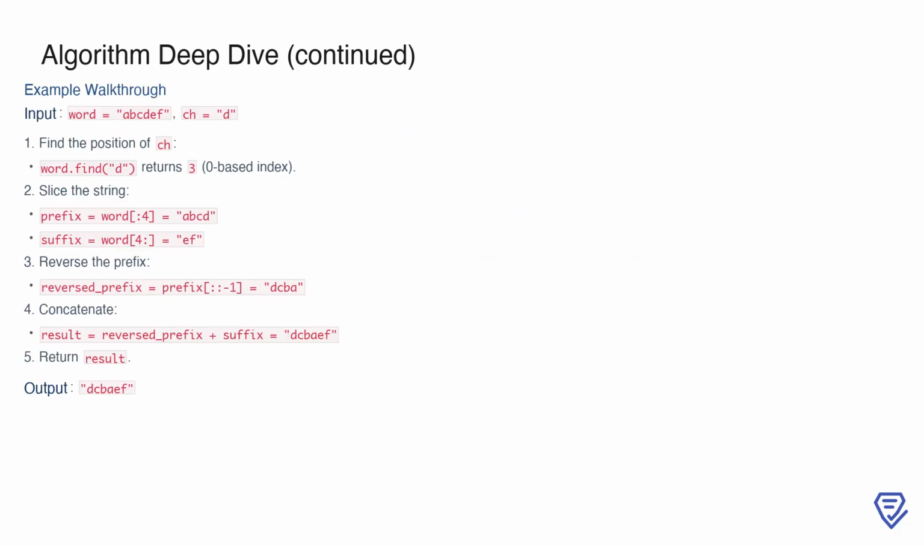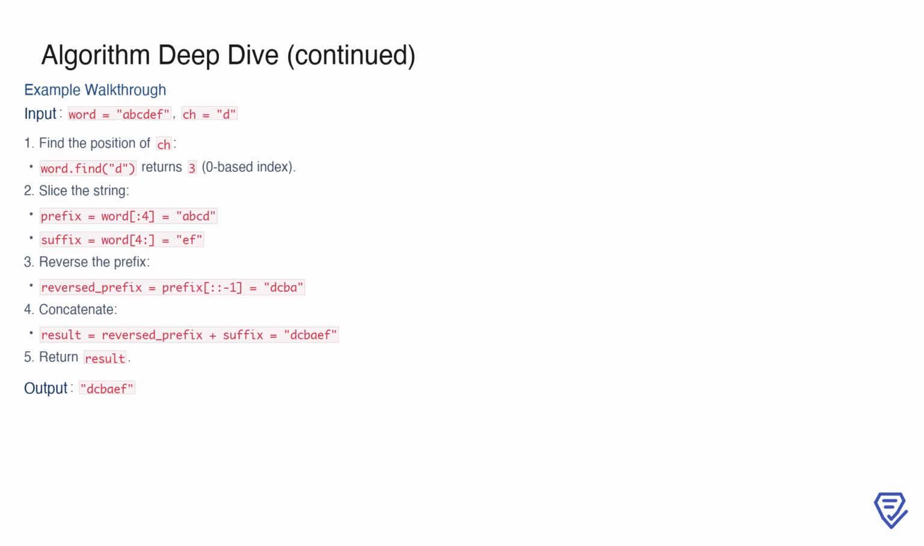To understand the algorithm better, let's walk through an example. Suppose the input is word equals "abcdef" and ch equals "d". First, we find the position of ch using word.find("d"), which gives us the index 3. Next, we slice the string into two parts. The prefix includes characters up to index 3, so prefix equals "abcd". The suffix starts from index 4 and includes the rest of the string, so suffix equals "ef".